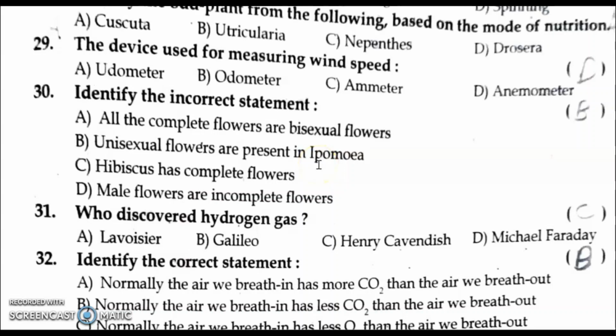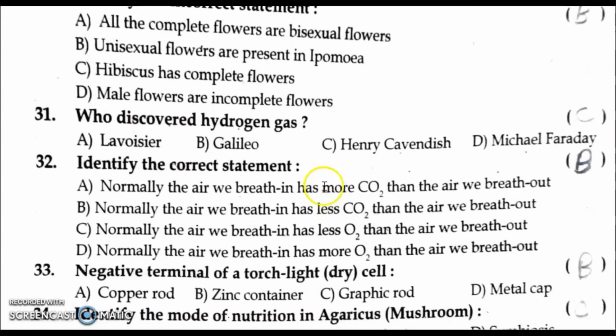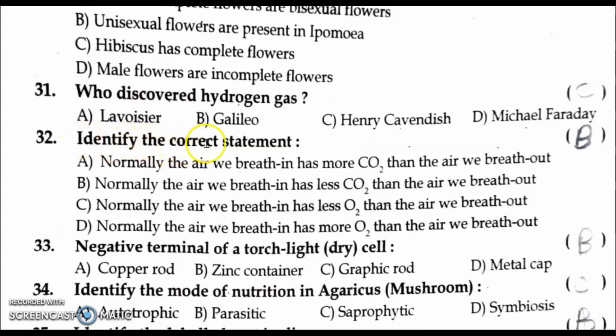Ipomoea has bisexual flowers. Who discovered hydrogen gas? Henry Cavendish is the person who discovered hydrogen gas. He is known for discovering hydrogen gas. Henceforth, we can write the answer as C. Identify the correct statement. Normally the air we breathe in has more CO2, less CO2, less O2, or more O2. Here the correct answer is more O2.